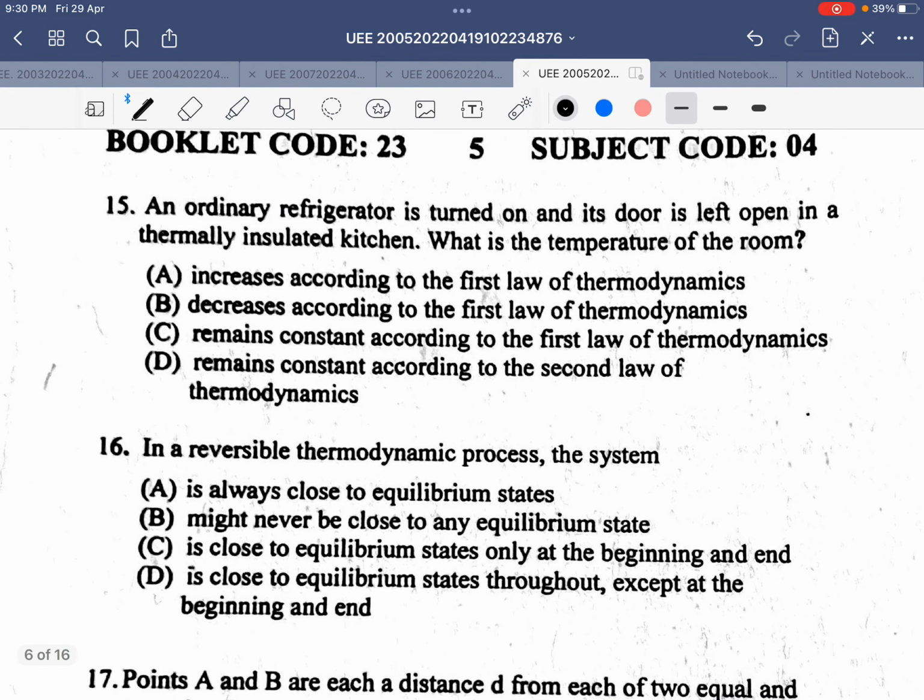Okay, question number 15. An ordinary refrigerator is turned on and its door is left open. So if we don't close the refrigerator door, what happens in the thermal insulated kitchen? The kitchen is insulated, so heat neither leaves nor enters. What is the temperature of the room? What will the kitchen temperature be?